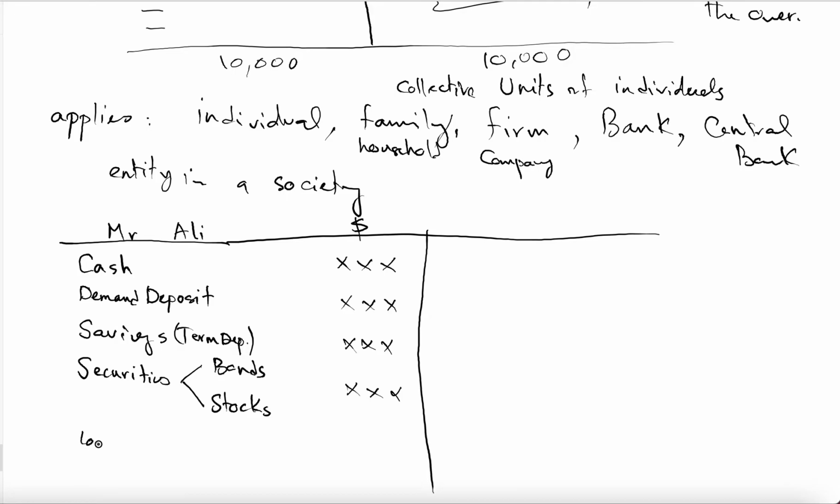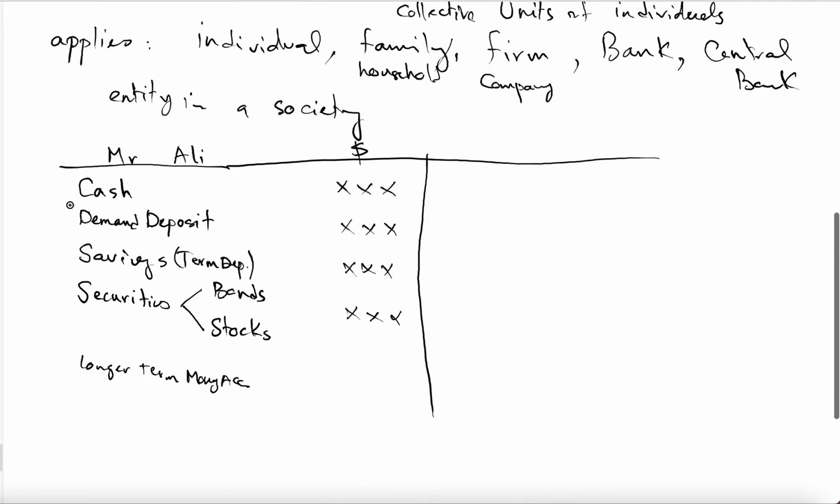Might be longer term money accounts. So these are money accounts actually. This is demand deposit. It's the moment he wants to, this is like a debit card. So we list it here.